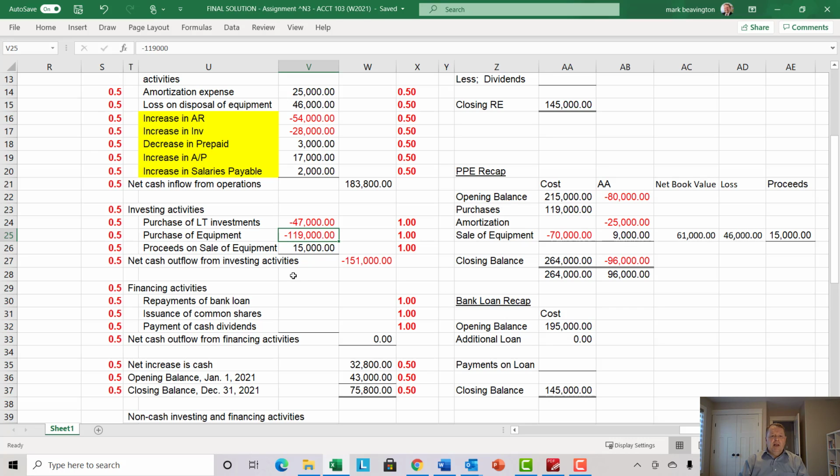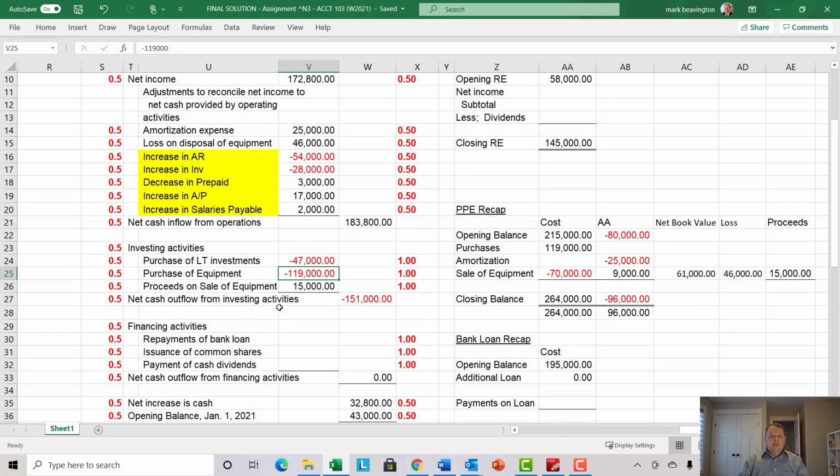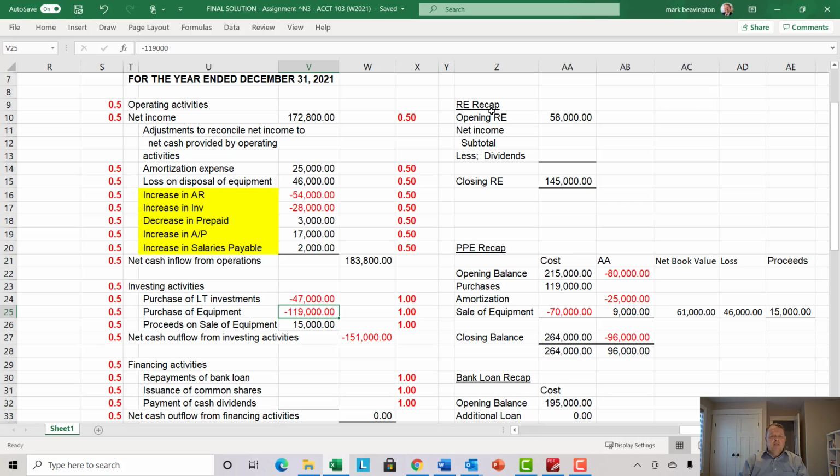Now we're into the financing activities, and we've got to deal with a couple of recaps on that. We'll start here with the retained earnings. We know the opening number. They give it to us on the balance sheet. The net income number, we know that number. It's right on the income statement. It's 172.8. The dividends number, we don't know what the dividends are, but we know that we're aiming for a number here in retained earnings of 145,000.